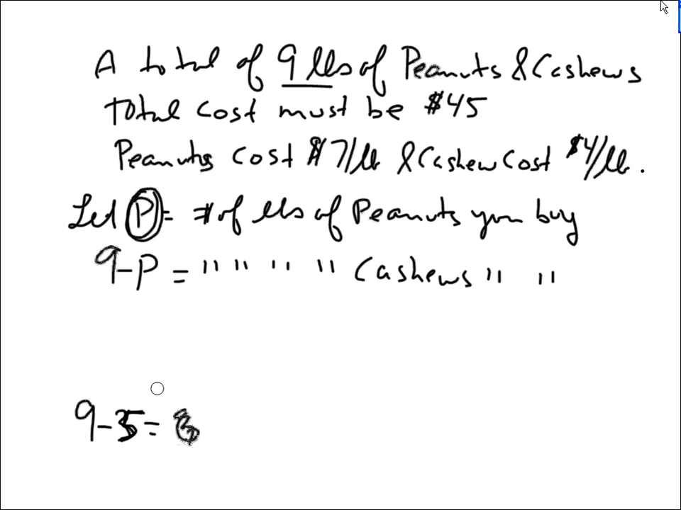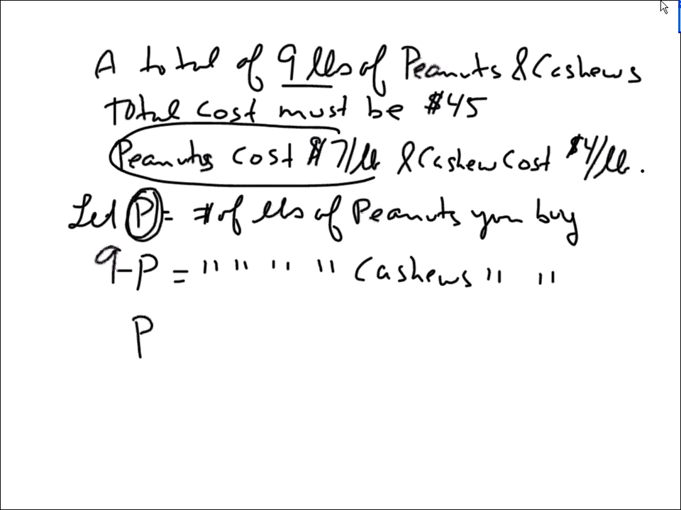Okay, so now that I have the variables set, I multiply the number of pounds of peanuts I buy by the cost of peanuts, which is 7. 7p is the amount of money I'm spending on peanuts, plus how much money am I spending on cashew nuts? Well, I'm buying this number of pounds, and they cost $4 a pound. This sum is my bill. And that bill is supposed to be a total of $45.